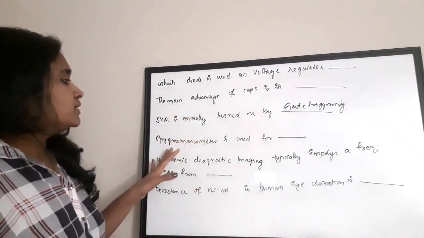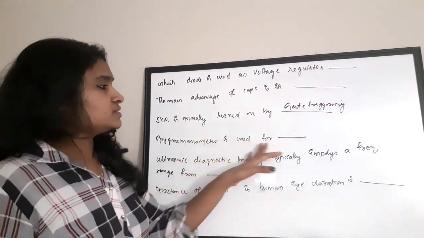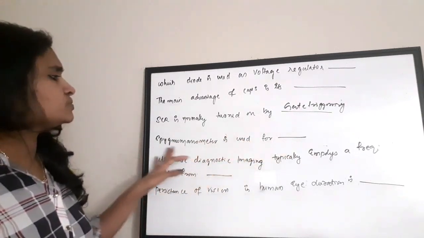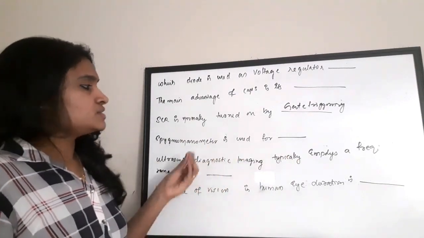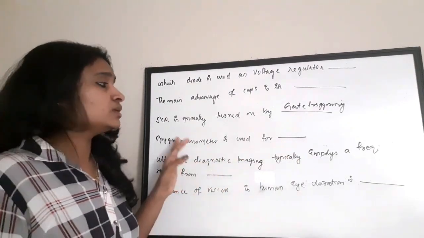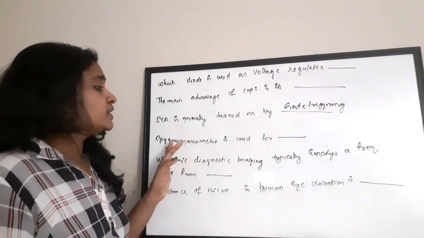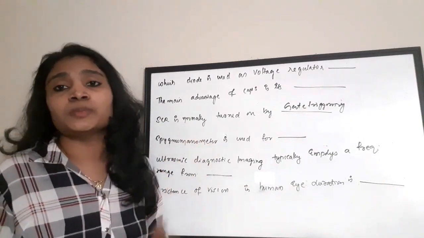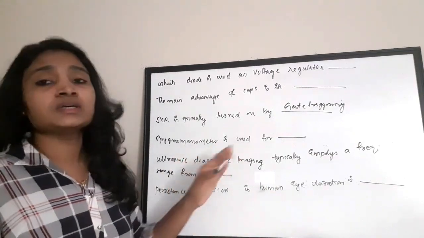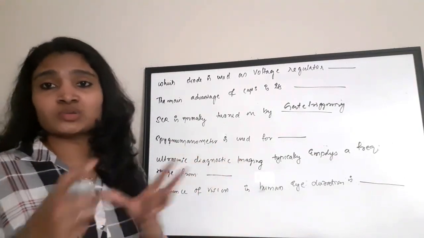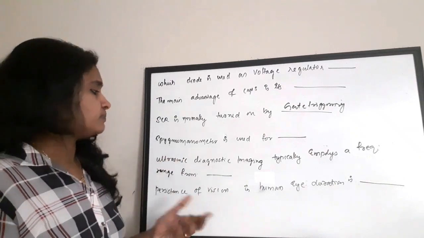Next question is a very simple, common type of question. Sphygmomanometer is used for dash. This is something related to general awareness, or it can come in the biomedical section. Sphygmomanometer is used for measuring blood pressure. For checking blood pressure, we use a sphygmomanometer. The instrument is called a sphygmomanometer.